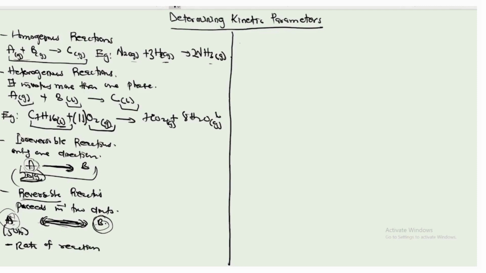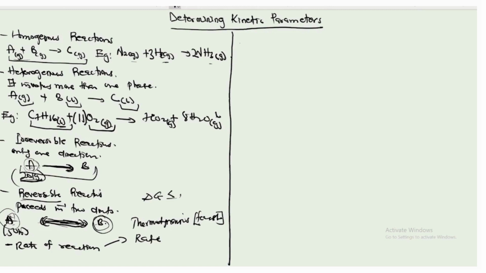Now rate of reaction determines how fast the reaction occurs. So you have these two things you have to look at: the thermodynamics of a reaction and then the rate of a reaction. Now the thermodynamics determines how feasible the reaction is. So the thermodynamics will just tell us whether the reaction can occur or not, and that is based on the Gibbs free energy change. Right?